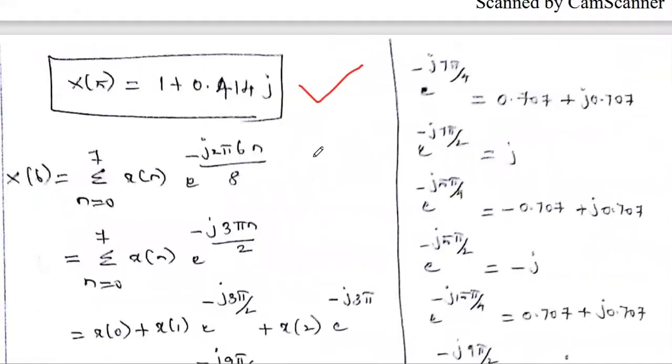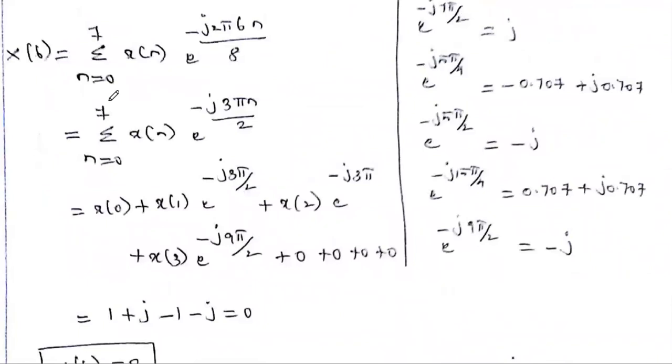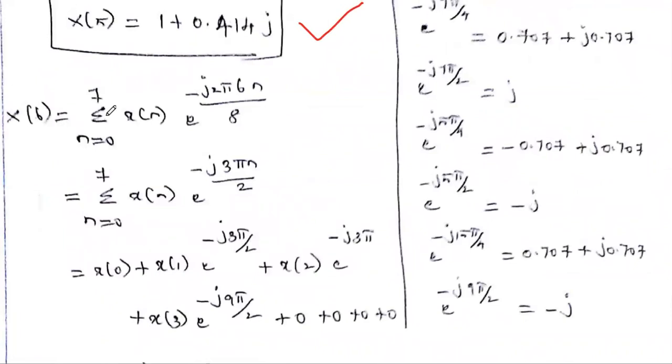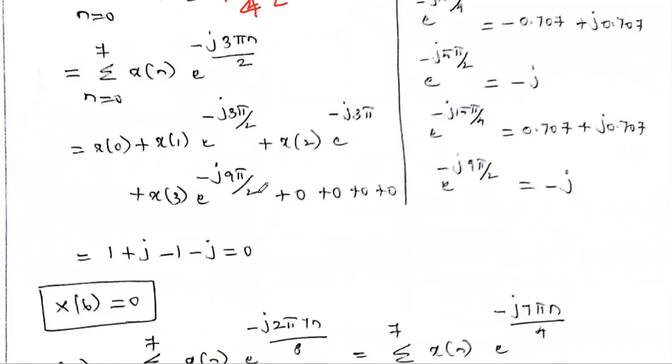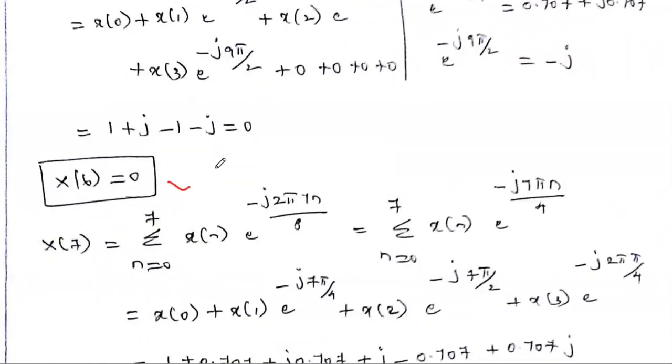Then similarly, you have to calculate x of 6 and x of 7. The x of 6 is summation n equal to 0 to 7 x of n e power minus j 2 pi 6 n by 8. Here, cancelling this 2 and 8, we get 4. Then cancelling 4, we get 3 divided by 2. So e power minus j 3 pi n by 2. Then you just expand it. After expanding, you have to calculate the e power values separately and substitute here. So we get x of 6 answer is also 0.